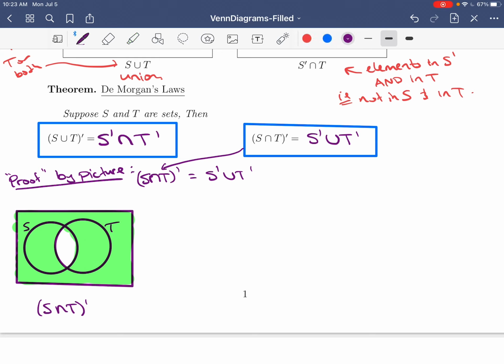Now I want to show that the other side, S complement union T complement, has the same shaded region. And I'm going to do that by doing two pictures and then unioning them together. So I'll make these pictures a bit smaller maybe.